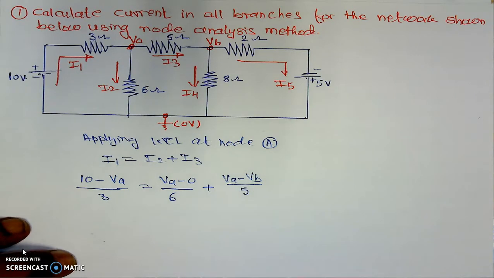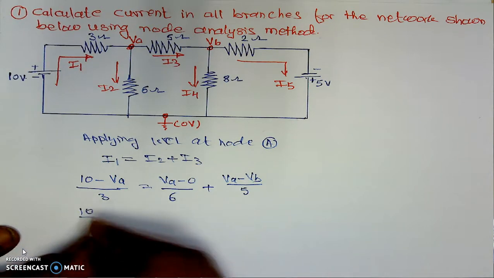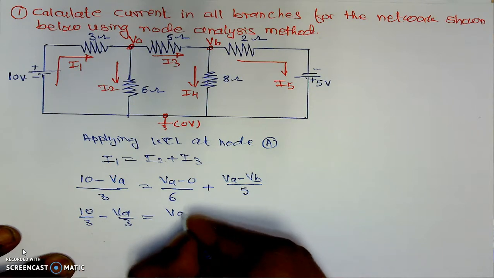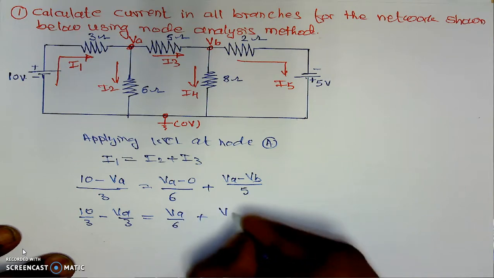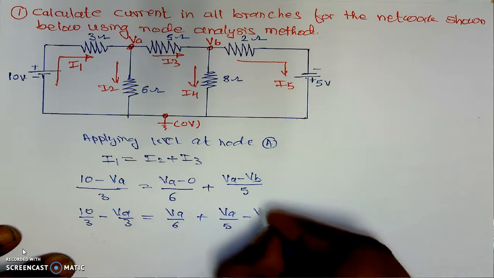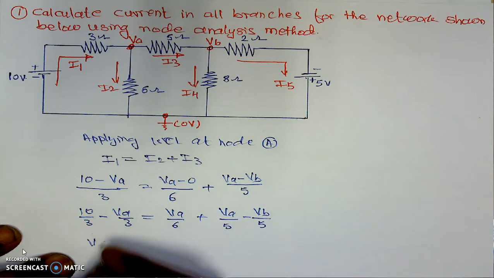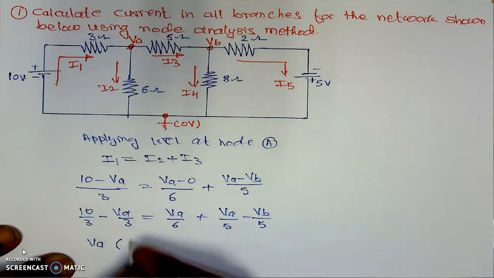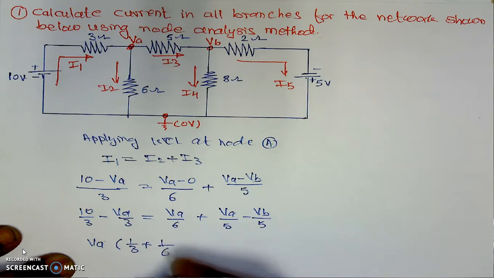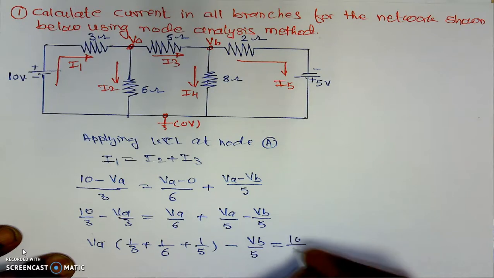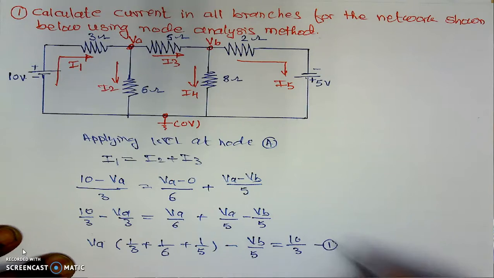We will simplify this equation. Its simplification will be something like this: 10 divided by 3 minus VA divided by 3 is equal to VA divided by 6 plus VA divided by 5 minus VB divided by 5. I will shift the VA term to the other side and take it common. Then it is VA in brackets, 1 divided by 3 plus 1 divided by 6 plus 1 divided by 5, minus VB divided by 5, which is equal to 10 divided by 3. We will call this equation number 1.